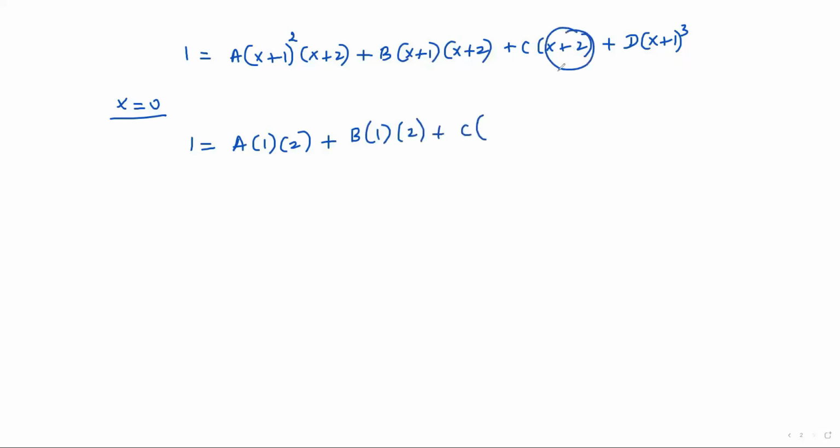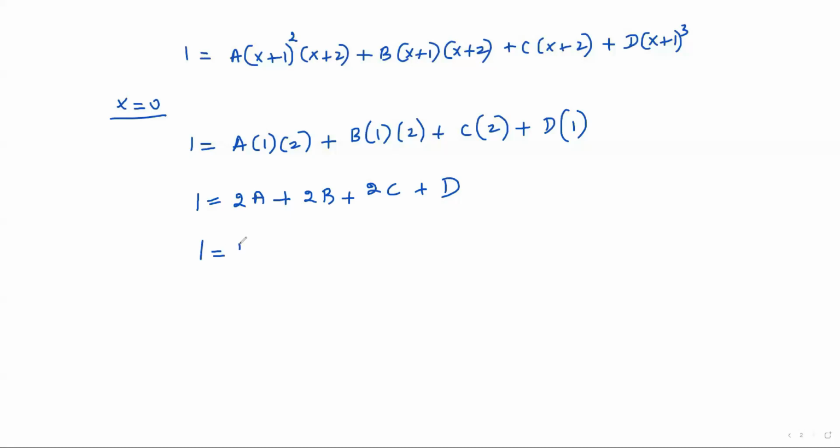C times 0 positive 2 will be 2. Positive D times 0 positive 1 will be 1. 1 to the third power will be 1. So 1 is equal to 1 times 2 is 2. 2 times A is 2A. The same thing I have here, 2B, positive 2C, positive D. Okay, so I know the values for C and D. C is equal to 1 and D is equal to -1.